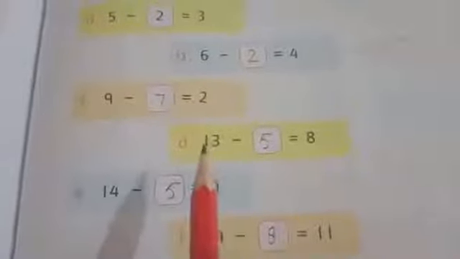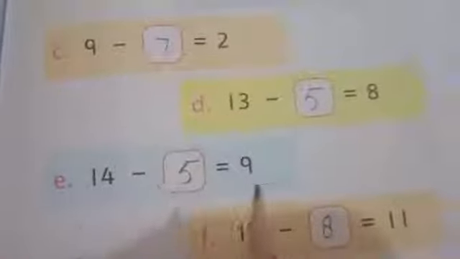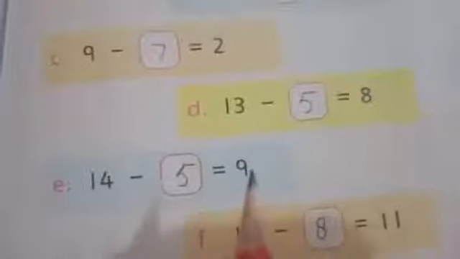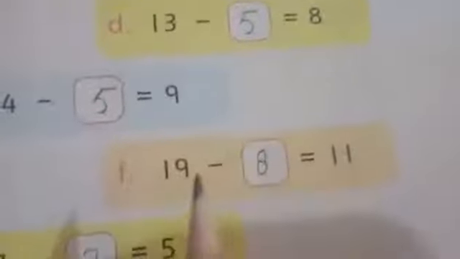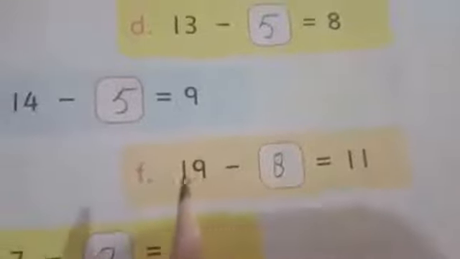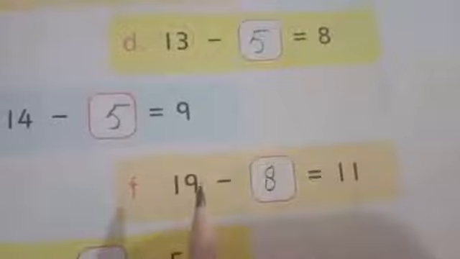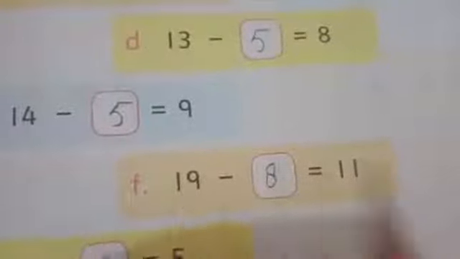In the same way, question number D is 13 minus dash is equal to 8. When we deduct 13 minus 8, the answer will be 5. Question number E is 14 minus dash is equal to 9. When we cut 14 minus 9, the answer will be 5. 14 minus 5, the answer is 9. Question number F is 19 minus dash is equal to 11. When we deduct 19 minus 8, the answer is 11. When we deduct 19 minus 11, the answer is 8.